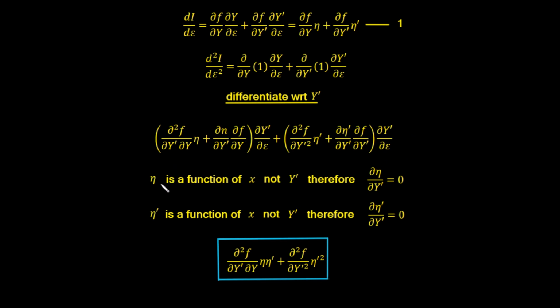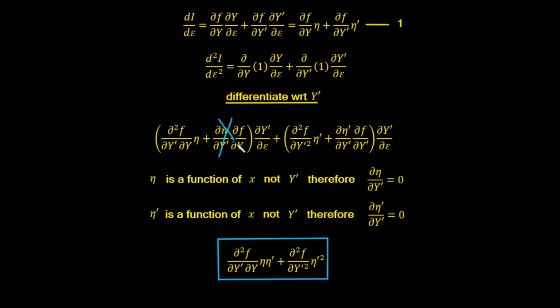Now again, eta is a function of x, it's not a function of y derivative. So we can therefore say that the partial eta by partial y derivative equals 0. And also the eta derivative is a function again of x, not of y derivative. So therefore we can write partial eta derivative by partial y derivative is equal to 0. So it means that we can get rid of a couple of the terms here again. So let's scrub out the ones that we don't need. So we're going to have partial eta by partial y derivative, so that there is 0. So that means that this whole term here will disappear.